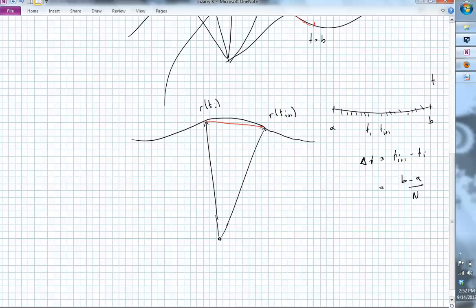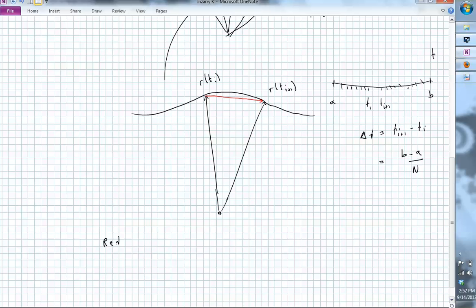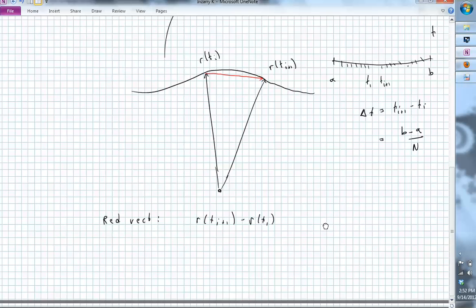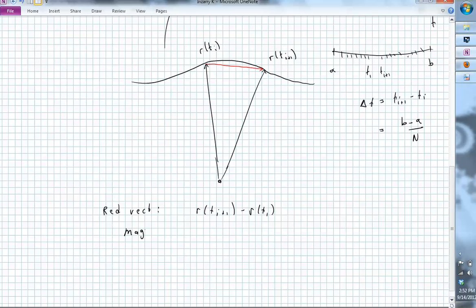The red vector is given by r(t_{i+1}) minus r(t_i). It's just the displacement from one point to the other, so I subtract the two vectors. The magnitude of this thing, well, just put vertical bars around it. Yay, math. So I don't have to work too hard to compute the magnitude. I just put vertical bars around it.